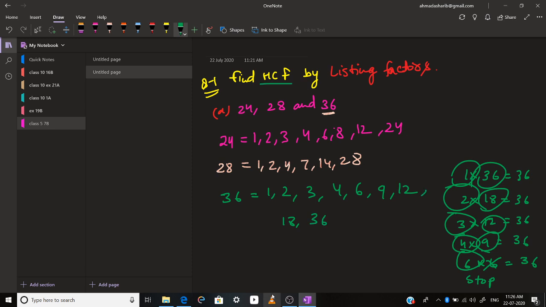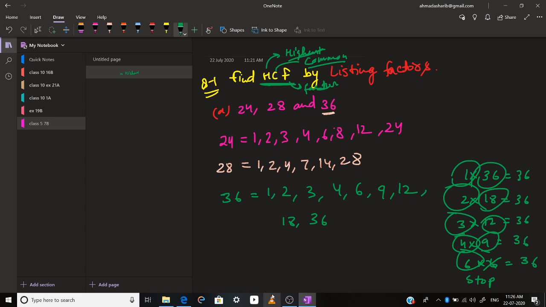Now we have to find the HCF. So HCF is the common factor. HCF is the highest common factor. H means highest, C stands for common and F stands for factor. So the full form of HCF is highest common factor.